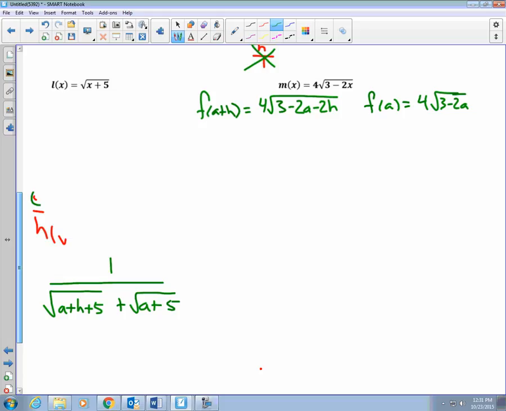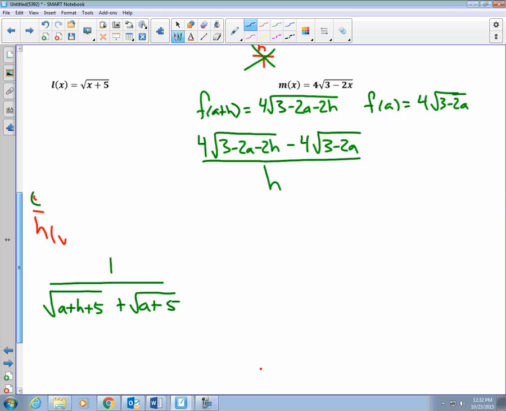Now I'm going to take f of a plus h minus f of a, all over h. 4 roots of 3 minus 2a minus 2h minus 4 times the root of 3 minus 2a, all over h. Ugh. I mean, you got to stop and appreciate it for a while, folks. Look, we need that h to go away, and the only other h is sitting right here. How are you going to make that happen? Thank goodness somebody thought of the conjugate.